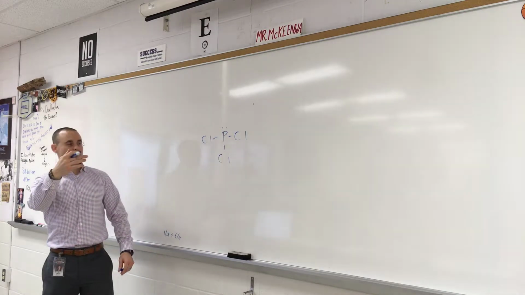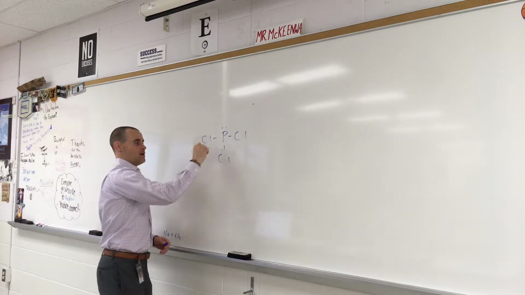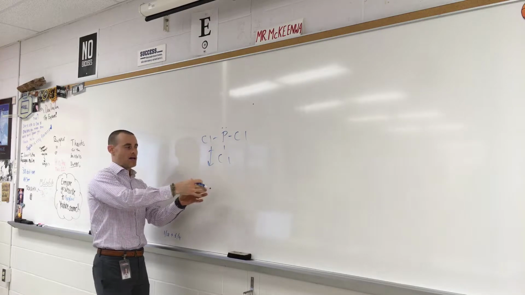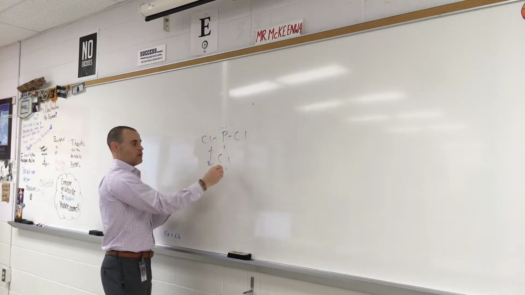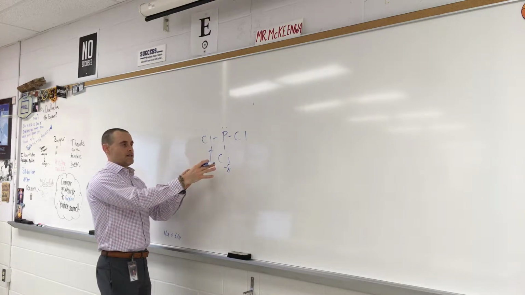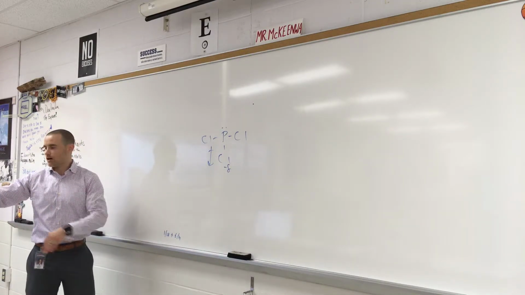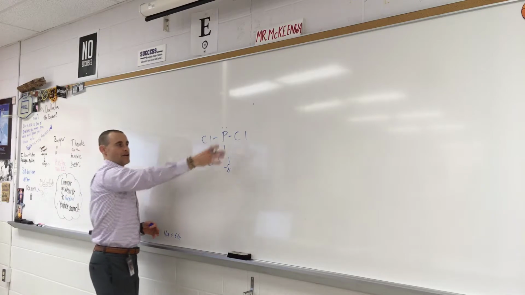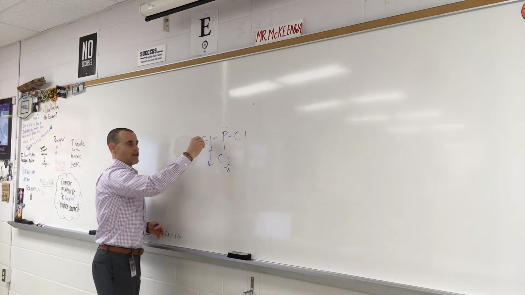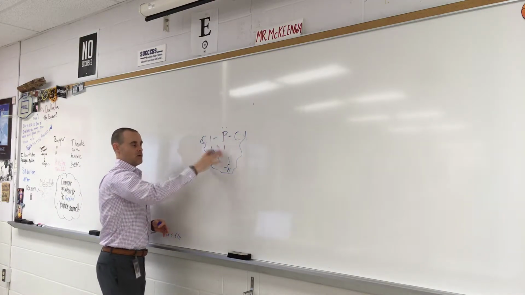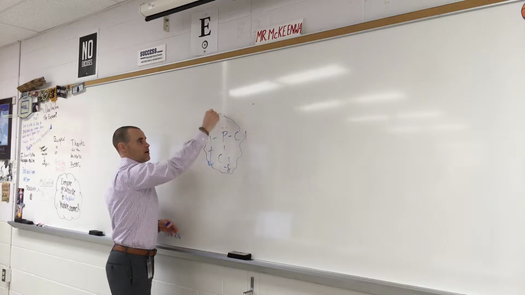PCl3 is attracted to another PCl3 because your dipole would be going this way. This side of the molecule would be partially negative. But again, I showed those images on the molecule simulator, and they draw those big bubbles. So this whole section would be partially negative, and then this would be partially positive.